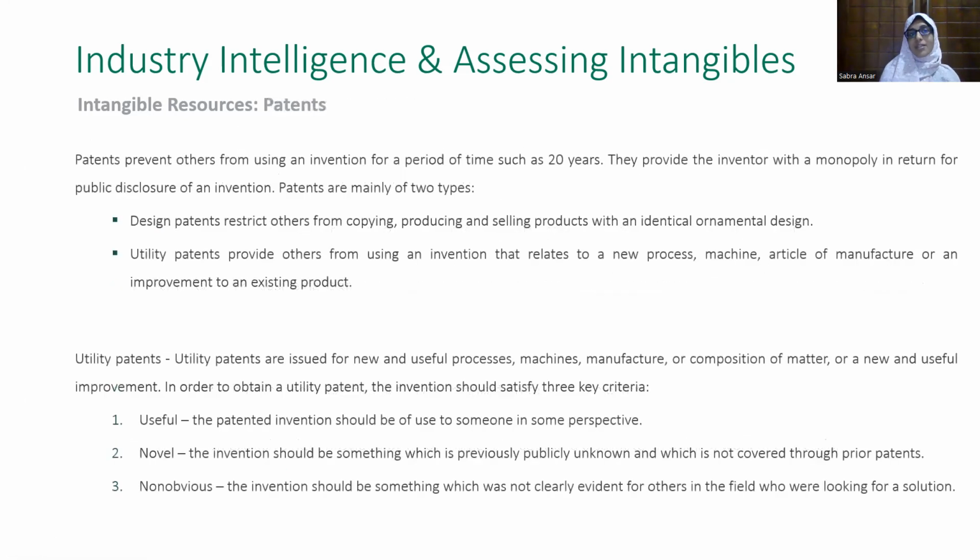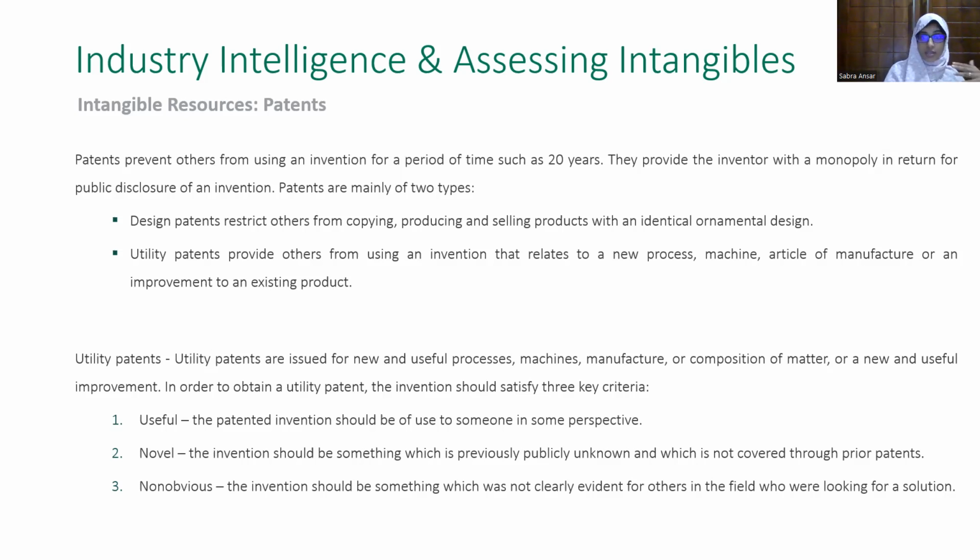So patent. Patent prevents, as I said, others from using an invention for a period of time such as 20 years. So the inventor could have a monopoly and get some kind of return and disclose publicly about it. Okay. So patents are of 2 types. One is the design patent, which is basically restricting others from copying or producing or selling something identical with ornamental design.